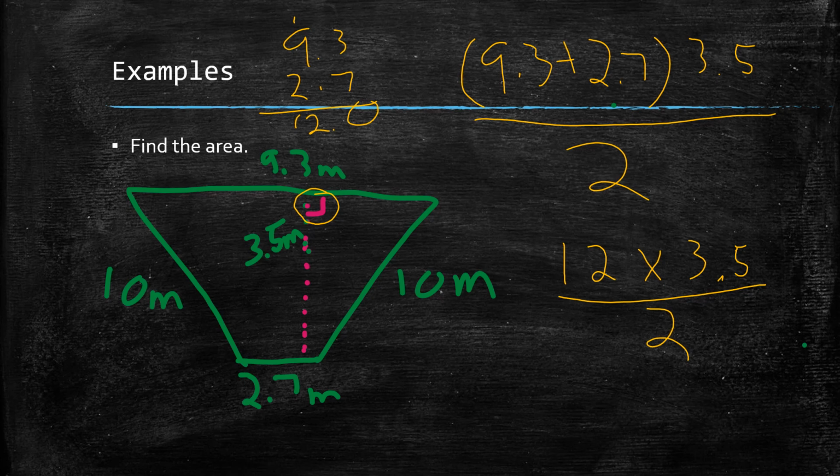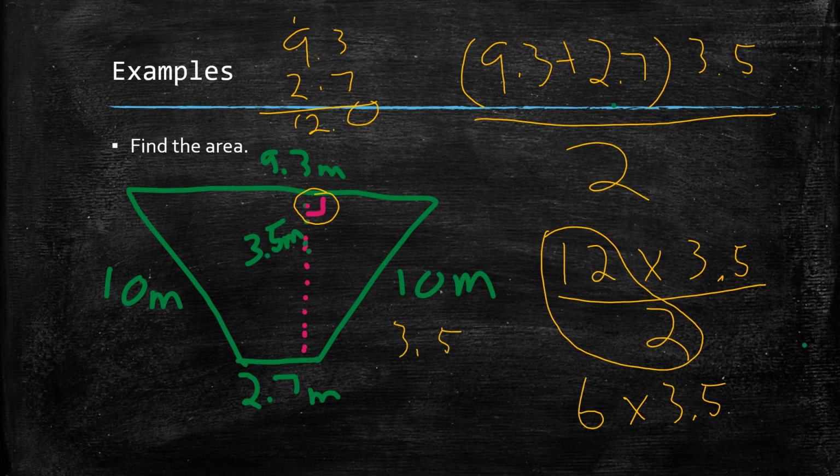So you can multiply. We can multiply 12 times 3.5, but I would recommend, once again, getting smaller numbers to keep it easier. 12 divided by 2 is 6. So this is going to be 6 times 3.5. So I multiply that out, you get your answer.